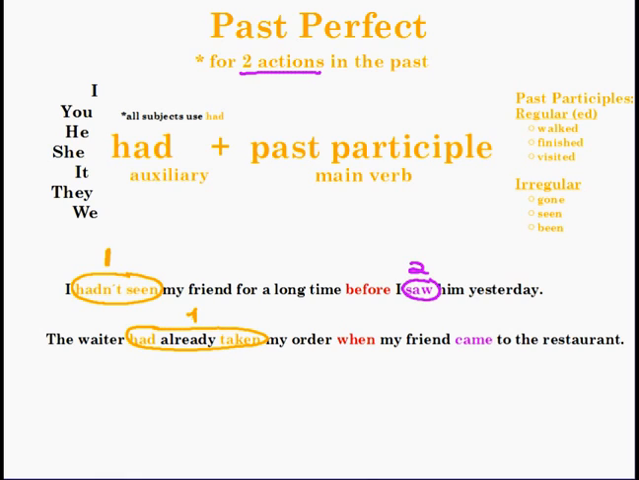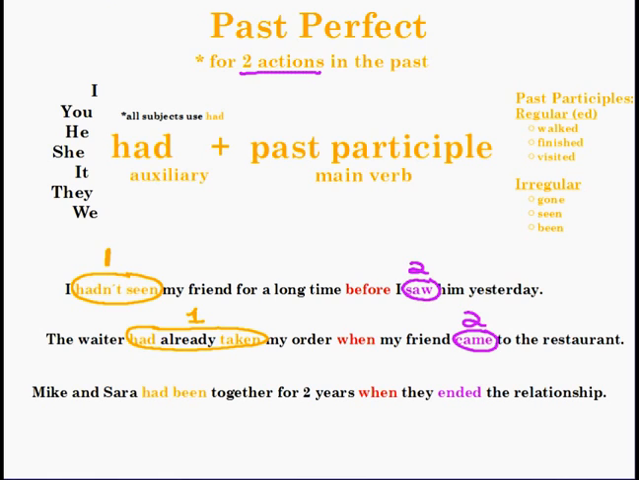That's the first thing that happened, right? When my friend came to the restaurant. So that's the simple past. That's the second thing that happened. Again, using the past perfect to indicate which action happened first.